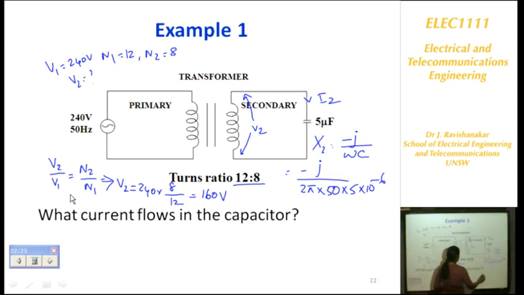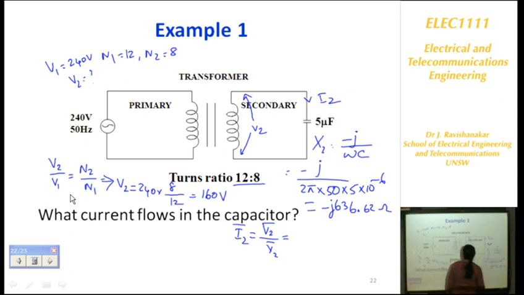Okay, so therefore we get the value of minus j 636.62 ohm. So we have converted that farads to ohm. That means we have converted the capacitance to capacitive reactance. Once we know the reactance, now what is I2? Now it all becomes a vector. So I2 becomes V2 on.